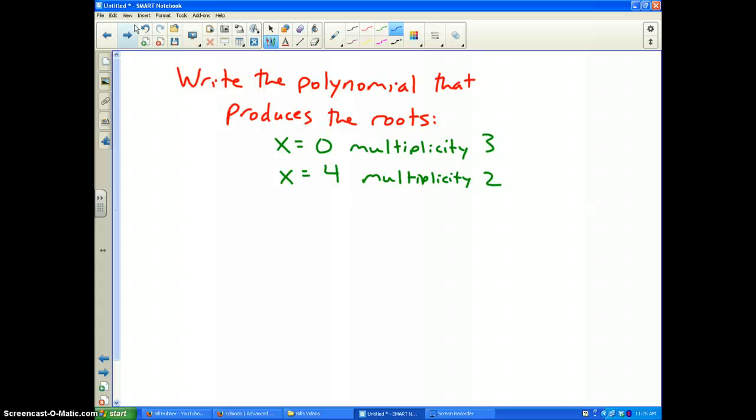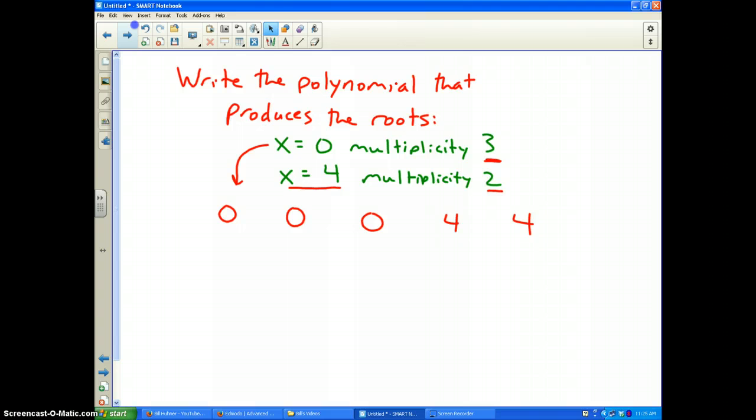One more. Let's talk multiplicity again. Write the polynomial that produces the roots x equals 0 with multiplicity 3 and x equals 4 with multiplicity 2. Well, what does multiplicity mean again? That means x equals 0 shows up 3 times as a solution. And x equals 4, that shows up twice. Okay, good. Now let's write the factors. What are the factors that produce those solutions?